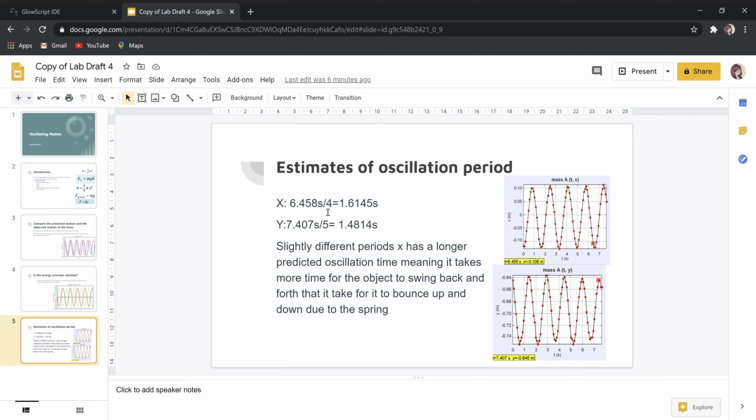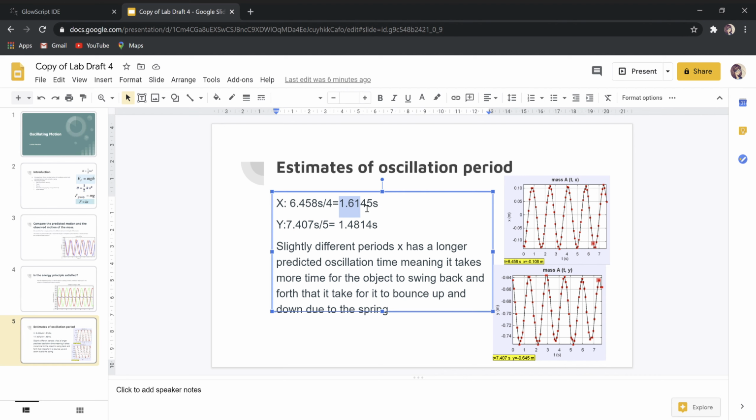with 6.458 seconds over 1, 2, 3, 4 periods, which gets us an oscillation period of 1.6145 seconds in the X. For the Y, we get a slightly smaller period of oscillation.